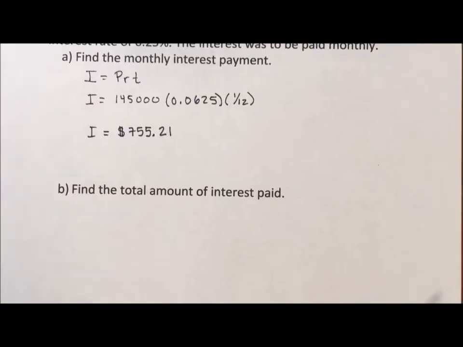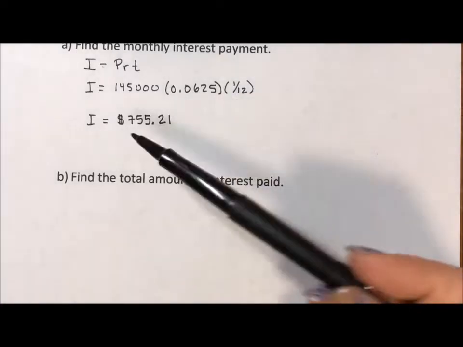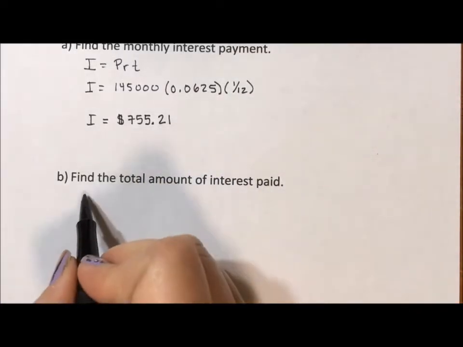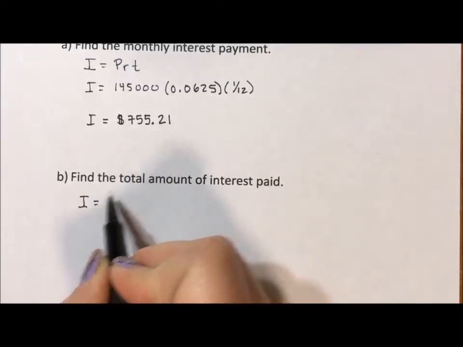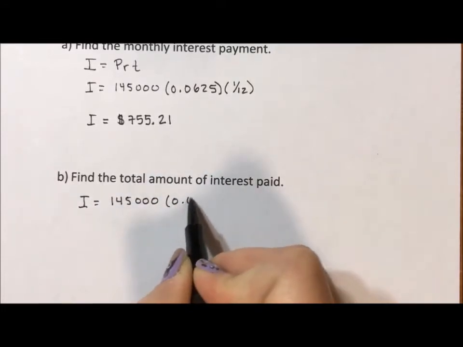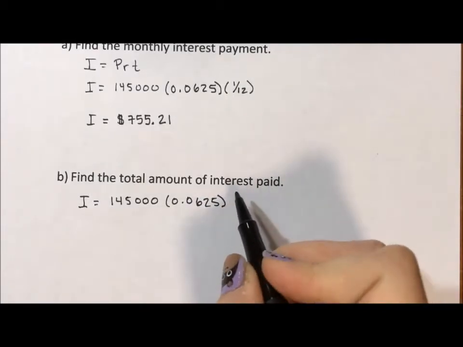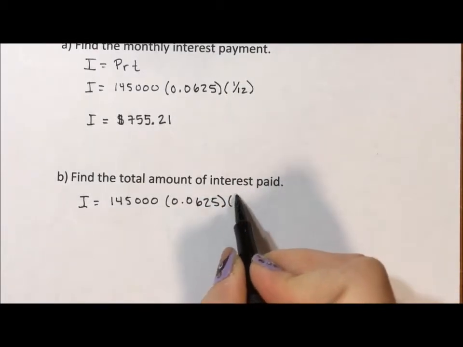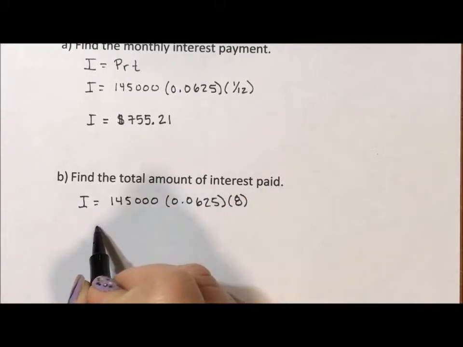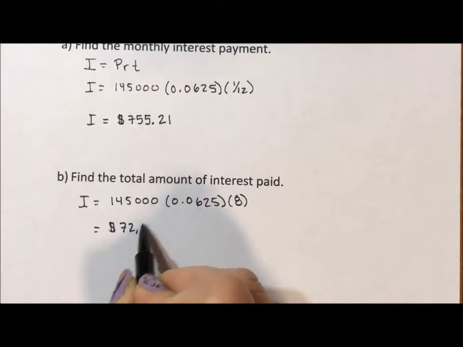Okay, the next question is, what's the total amount of interest paid? Well, I can go back to my original formula. I just have to backtrack on my calculator and do 145,000 times 0.0625. And instead of 1/12 this time, I put in the actual 8 for 8 years. And if I do this, I find out that the interest that they pay is $72,500.